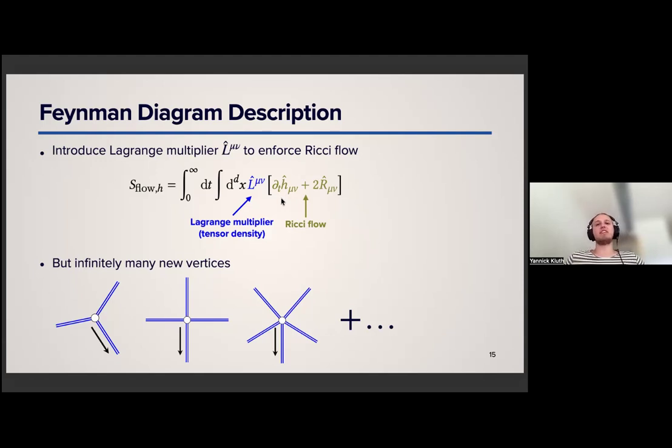The way to do that is just by saying that this L is a tensor density. And therefore, we can avoid writing the volume element into the integral here.